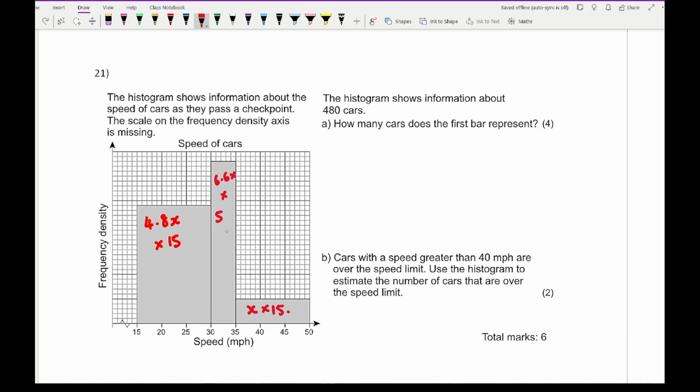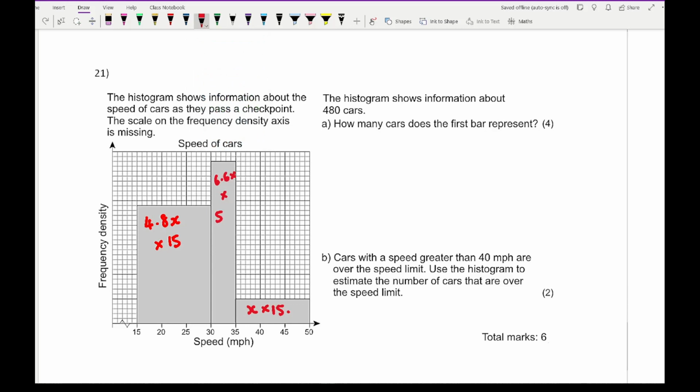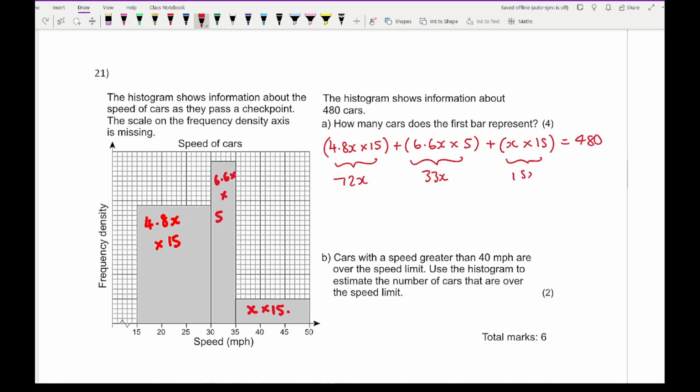Then working out all of those, I'm going to get a thinner pen because this is a bit too chunky. Let's go for this one here. Adding up the total of the bars, I get 4.8x times 15 plus 6.6x times 5 plus x times 15, and that's all got to add up to 480, because that's the total frequency. If I simplify all of this, that becomes 72x, this becomes 33x, and this becomes 15x. If I add them all up, that equals 480.